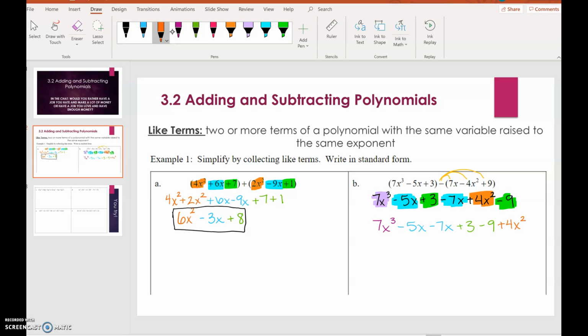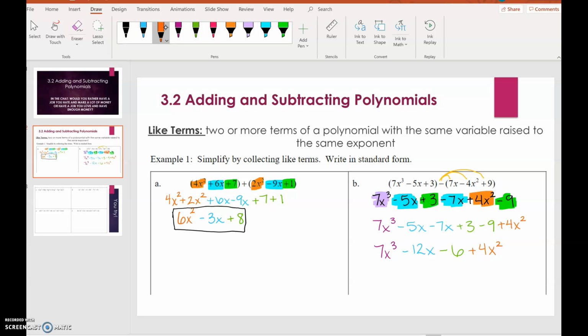So now I'm going to combine any of the ones I wrote together in the same color because they're my like terms. So the x to the third we said doesn't have any, so I'm just going to bring it down. 7x to the third. Minus 5x minus 7x is going to give me a negative 12x. And then positive 3 minus 9 would be negative 6. And then that last one, rewriting it just down below. Now, that is all the terms combined.